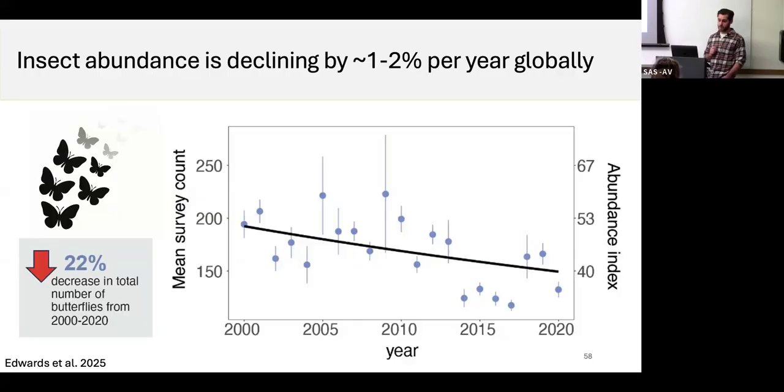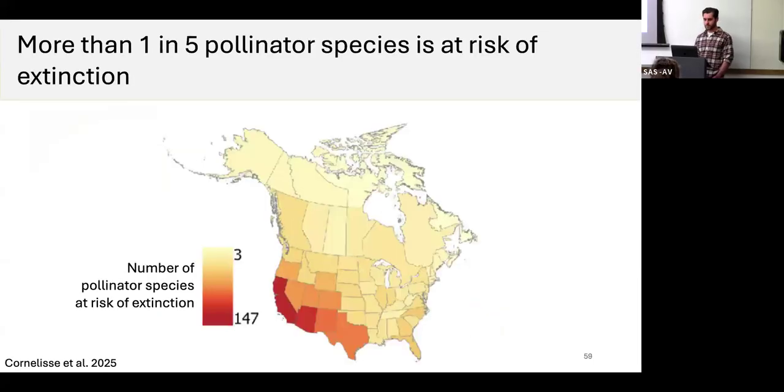This was from a recent paper that found a 22% decline in the total number of butterflies between the year 2000 and the year 2020. And this was in the Western US, I believe. And in fact, more than 1 in 5 pollinator species are at elevated risk of extinction right now. And that extinction risk is clustered in the Western United States, especially the Southwest, where insects are facing compounded threats from climate change and habitat loss.